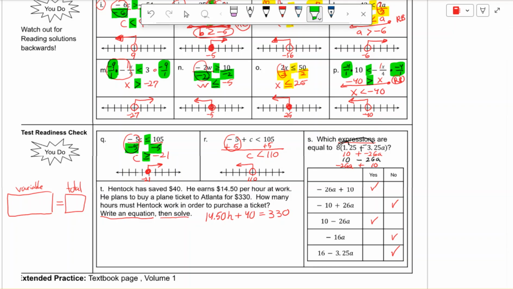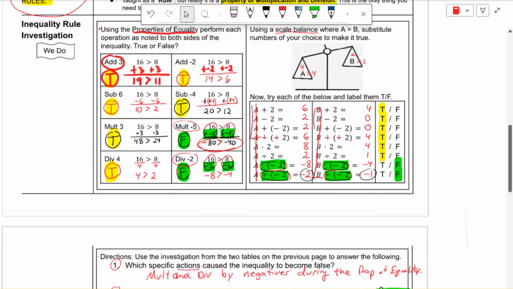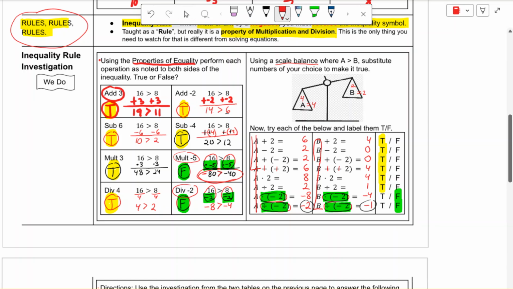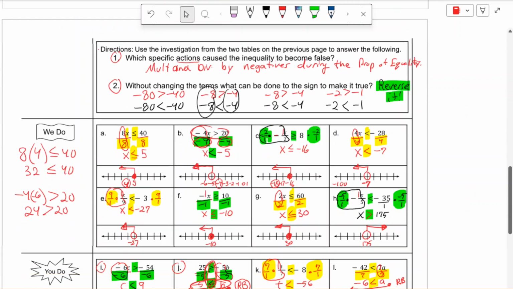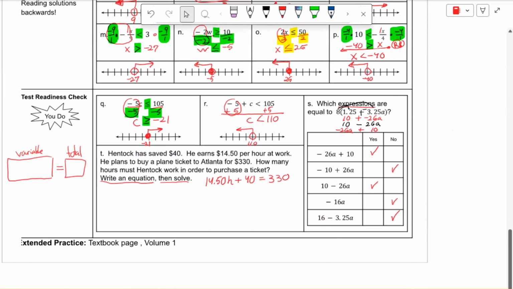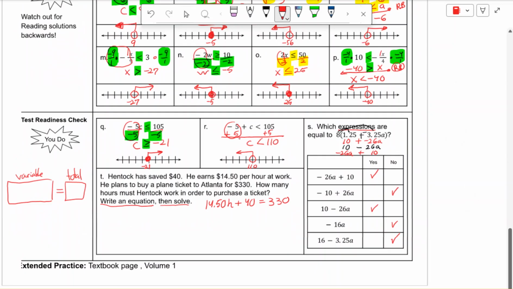Then we moved over to R, and we're adding, subtracting. There was no reversing when adding or subtracting, and you know that because you can look right back up here, and we went through all of this right here, and it didn't matter if we were adding or subtracting, positives or negatives, it did not matter. And right here, it did not matter either, so you never have to look out for that when adding or subtracting. So on R, we added 5 to both sides, and C is less than 110. Graphed it with an open circle.